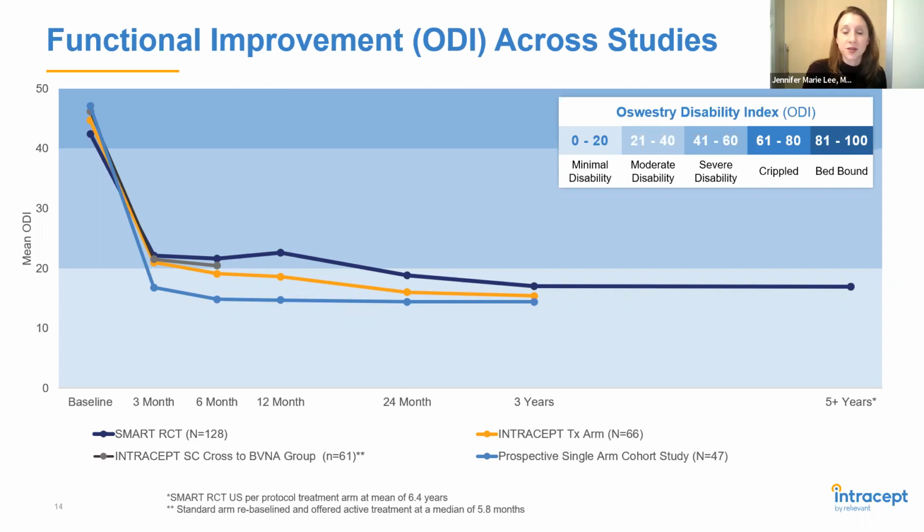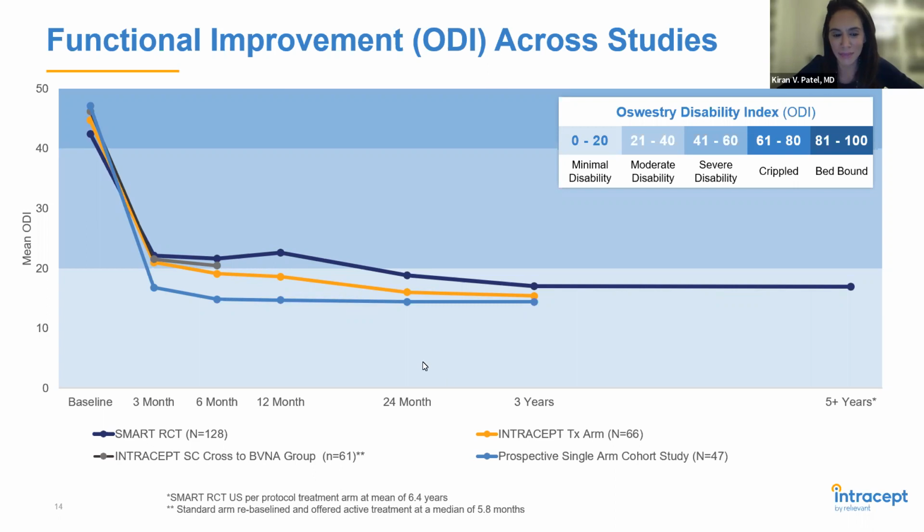It's like, oh, okay, well, the SMART study worked really well. Let's see that again. All right, well, the Intracept study showed us exactly the same things. Let's see it again in a different way. And there we go in the prospective single arm cohort. And just really absolutely reflected on one another. And all of these patients, if we look at all of these studies, they started relatively at the level of severe disability. And by the 3-month mark, we see them moving into the level of minimal to moderate disability. And that's a significant change.